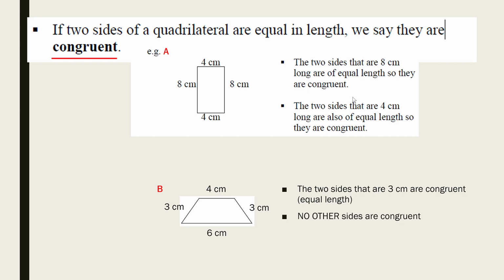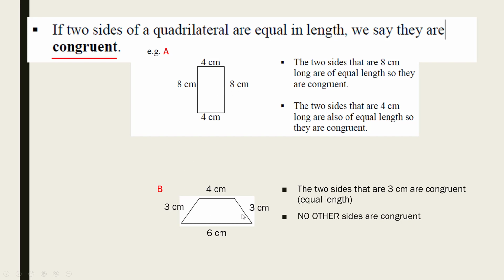Now we're going to talk about something called congruency. Congruency is when a quadrilateral has two sides that are the same length. They're equal length. So a rectangle has two sets of congruent lines. The rectangle we have here, for example, has a 4 and a 4, which means those are congruent, and we have an 8 and an 8, which means those two are also congruent. So it has two sets of congruent sides.